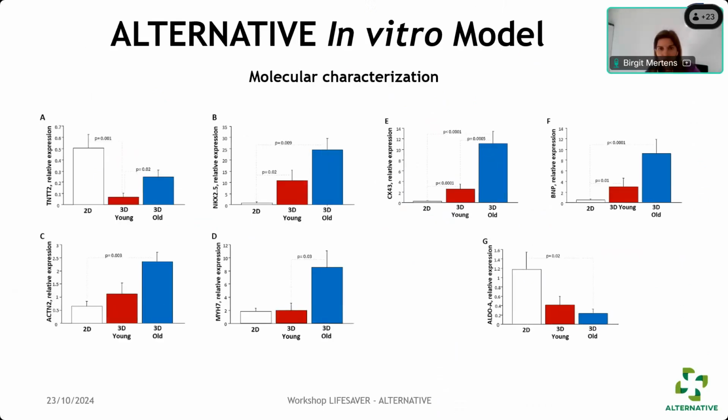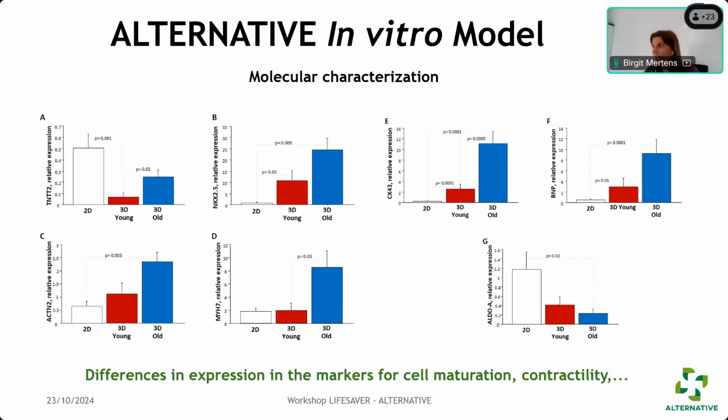Different markers were evaluated, markers with respect to cell maturation, contractility, and so on. Overall, you can see here on the slides, without going into the details, that the 3D system, both the young and the old, showed clear differences in the different markers compared to the 2D system. The 2D system was used as a point of reference, because previously the research was done with 2D systems. But you can see that using these 3D models has an important impact on the markers, and that there are also clear differences between the young and the old cardiac tissue.